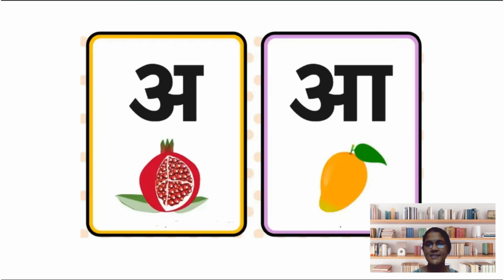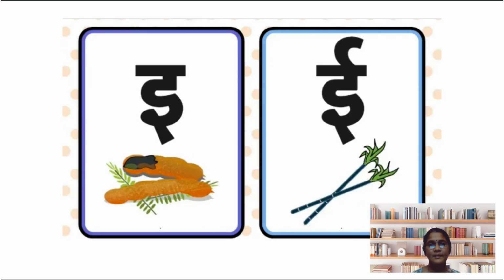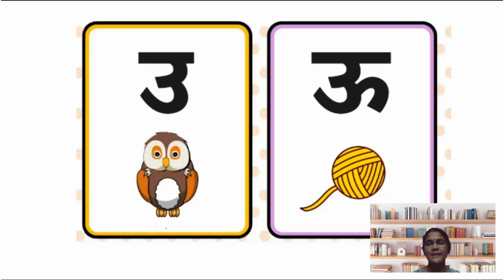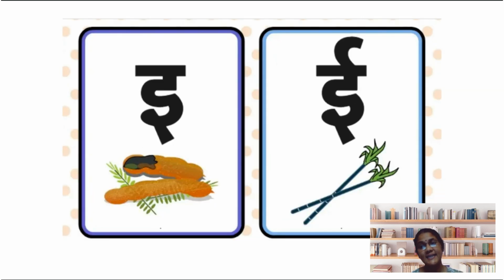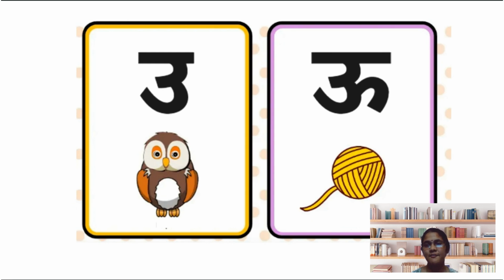So the first letter is A, as in Anar. The second letter is A, as in Arm. The third letter is E, as in Imli. The fourth letter is E, as in Eek. The fifth letter is U, as in Ullu. The sixth letter is U, as in Un.